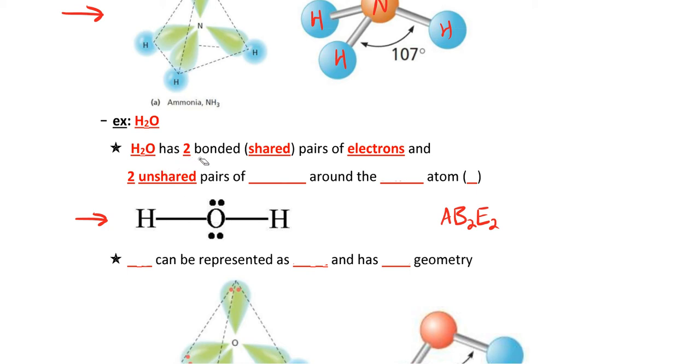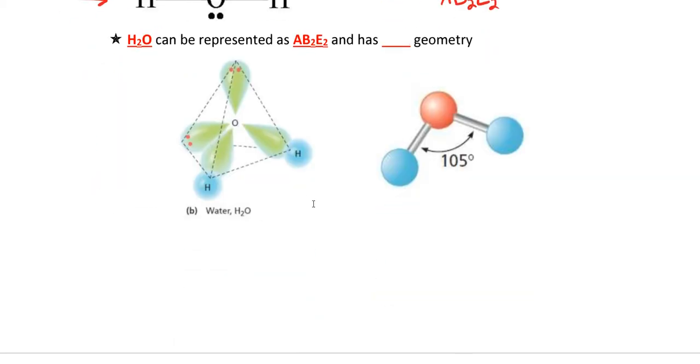So H2O has 2 bonded or shared pairs of electrons and 2 unshared pairs of electrons around the central atom, which is oxygen. So it has 2 bonded pairs of electrons, and here's one right there, 1 bonded pair, and there's another bonded pair. Those are the electron pairs that it's sharing with the hydrogens, and then 2 unshared pairs, which are here and here. All right, so if we coded this out, we already did it, AB2E2, but we see that water can be represented as AB2E2, and it has a different kind of geometry. The geometry of water is called bent, has a bent geometry.